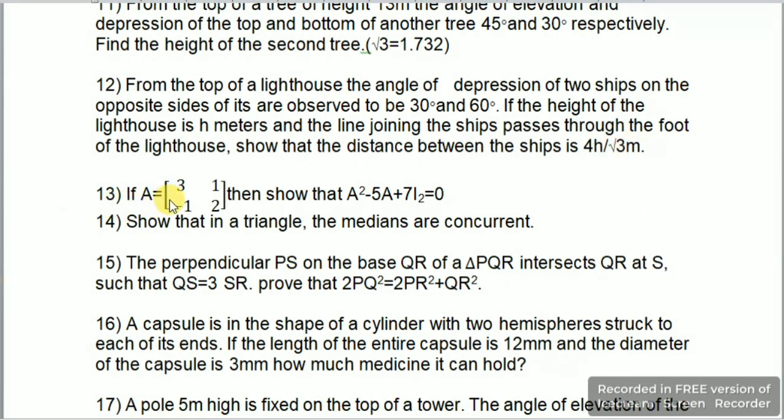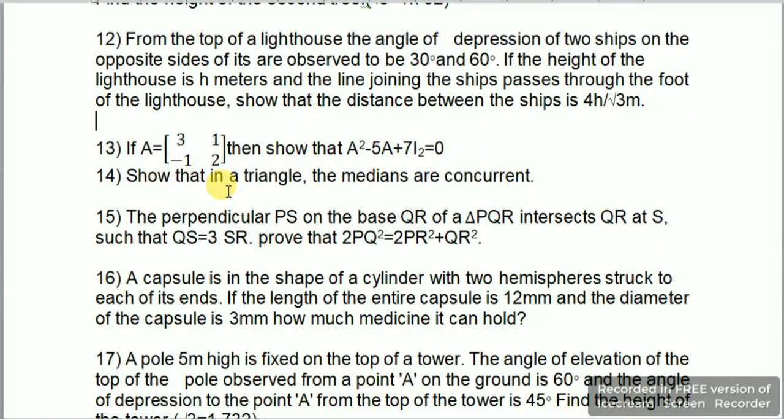13. If A equals matrix of 3 1, minus 1 2, then show that A squared minus 5A plus 7 I2 equals 0. 14th question, show that in a triangle the medians are concurrent.